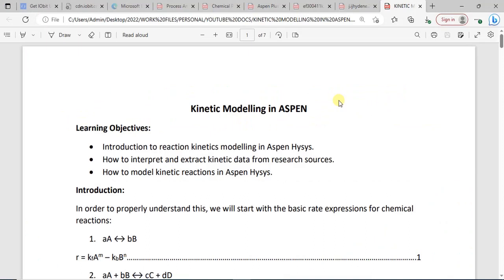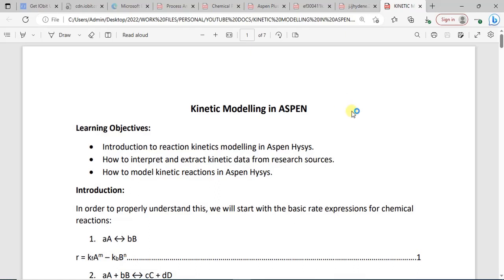In this lecture, I would introduce you to how kinetic modeling is done in Aspen Hysys. Our learning objectives are the introduction to reaction kinetics modeling in Aspen Hysys, how to interpret and extract kinetic data from research sources, and how to model kinetic reactions in Aspen Hysys. This particular tutorial would cover all of these, right?